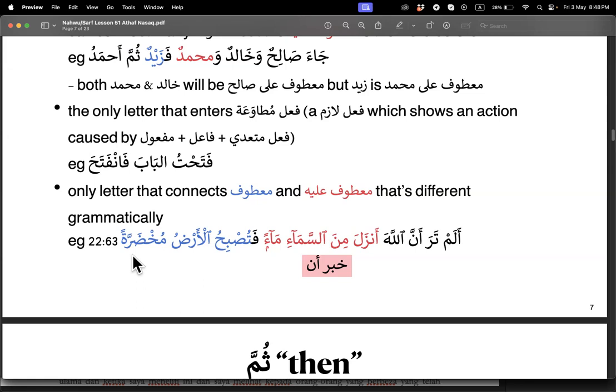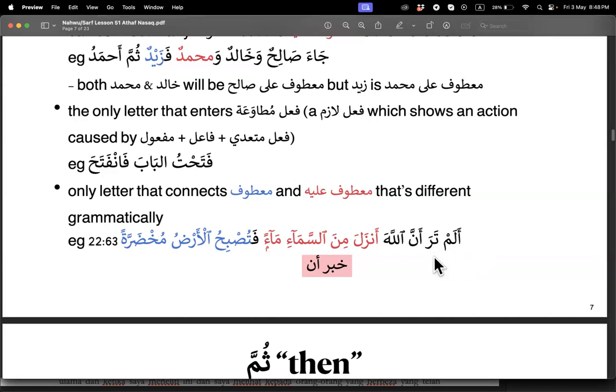The isim, khabar of tusbihu. Yes, exactly. Okay, this is a totally different jumlah. We don't call this maktuf, but we don't call this a khabar of anna still, right? So this fa is a bit like this one, basically. Okay, because if you translate, can you translate alam taro anna?